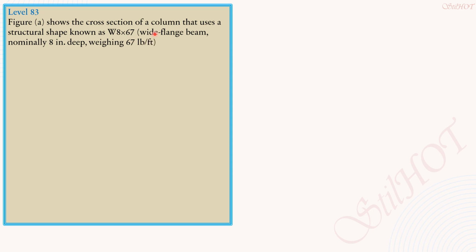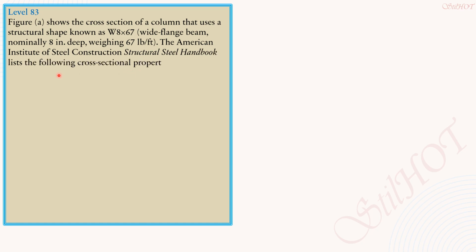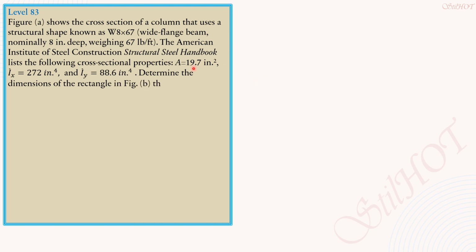Level 83, Figure A, shows the cross-section of a column that uses a structural shape known as W8 by 67, which is a wide flange beam nominally 8 inches deep, weighing 67 pounds per foot. The American Institute of Steel Construction, or AISC Structural Steel Handbook, lists the following cross-sectional properties. Area is 19.7 square inches. Moment of inertia with respect to the centroidal x-axis is 272 inches to the fourth, and moment of inertia with respect to the centroidal y-axis is 88.6 inches to the fourth.